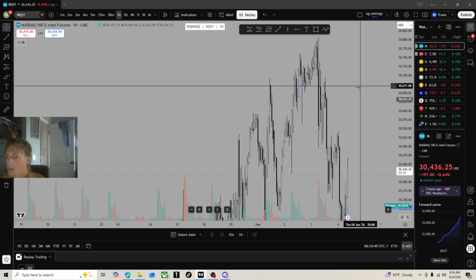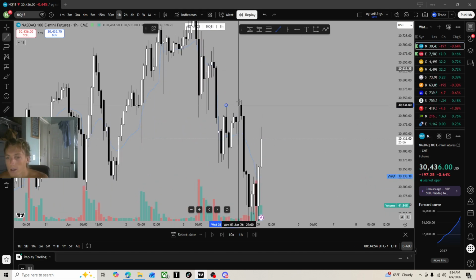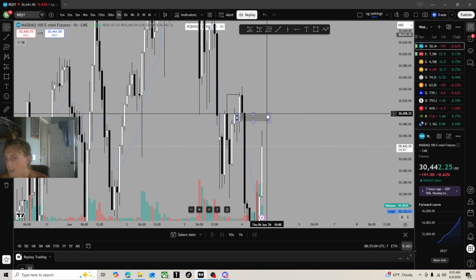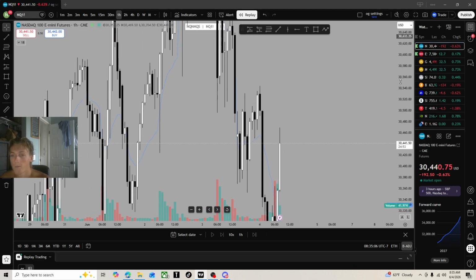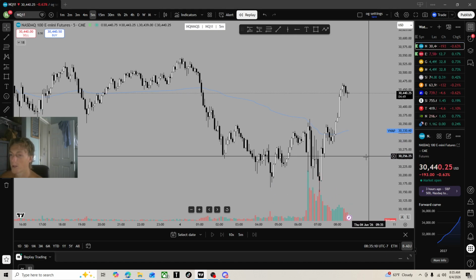Same thing happens on pretty much every time frame. You can see something like this. We sweep out these highs, mark out this order block that turns into a breaker block right here. We're actually trending up towards that right now. This would be a good breaker block on the hourly time frame. But I also like the 5-minute. The 5-minute's pretty good too.